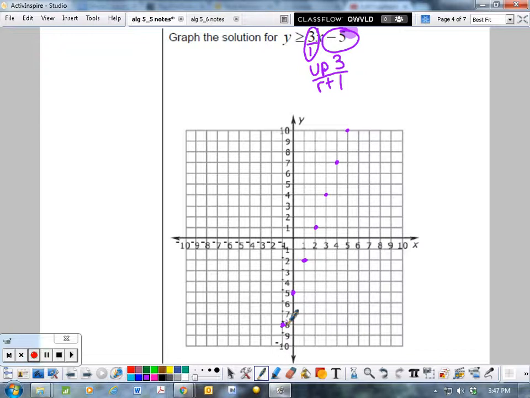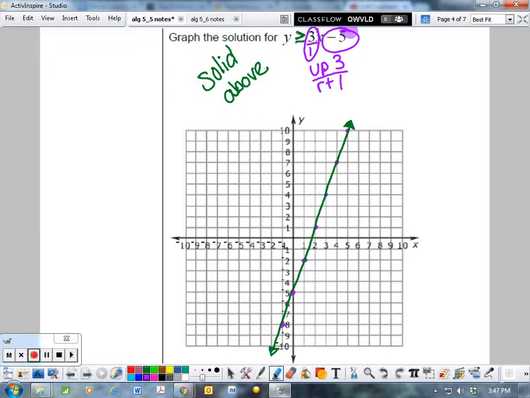So if this is a greater than or equal to, the or equal to means that it's going to be a solid line. So I go ahead and draw a solid line connecting those points, which means these points are solutions. So all of these points would work in the inequality. And then because it's greater than, I'm going to shade above the line.